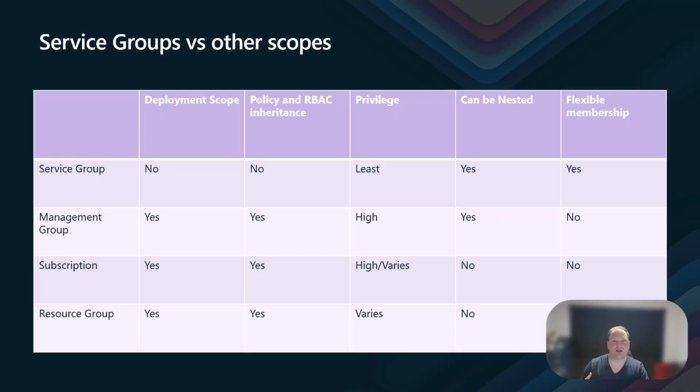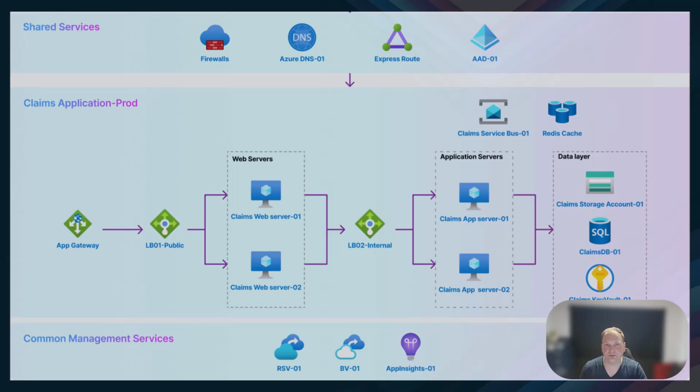So service groups allow you to move away from that deployment hierarchy a bit and allow you to have a view of your resources from an application or a service lens and be able to affect changes at that level. So let's take a look at an example.